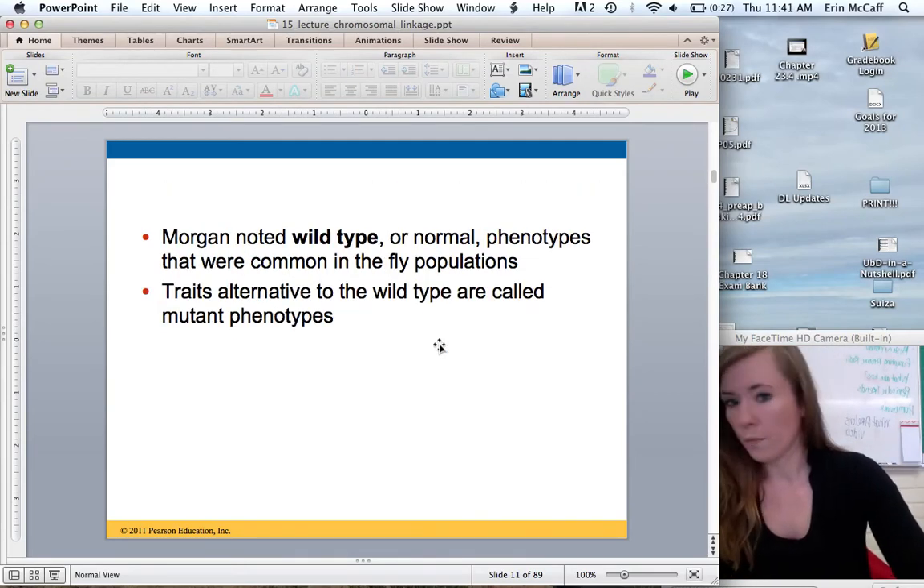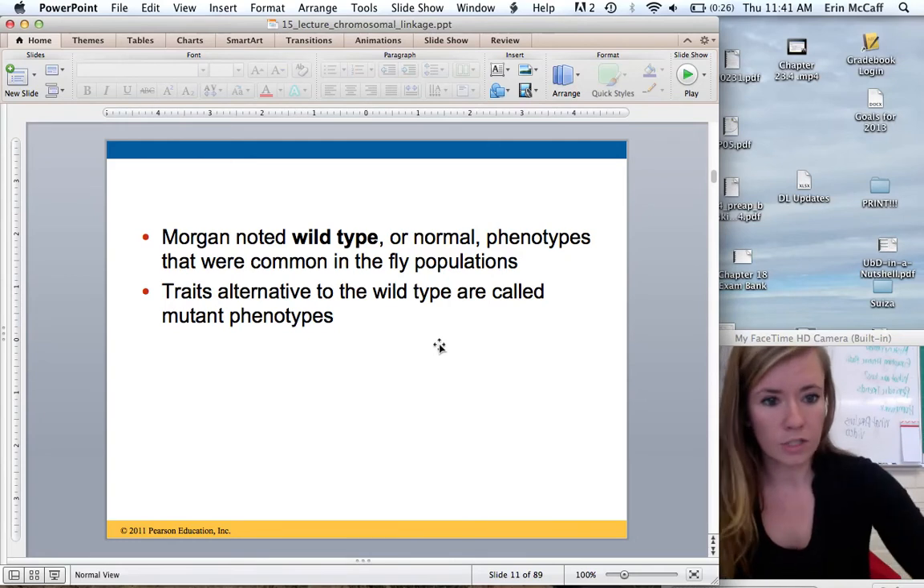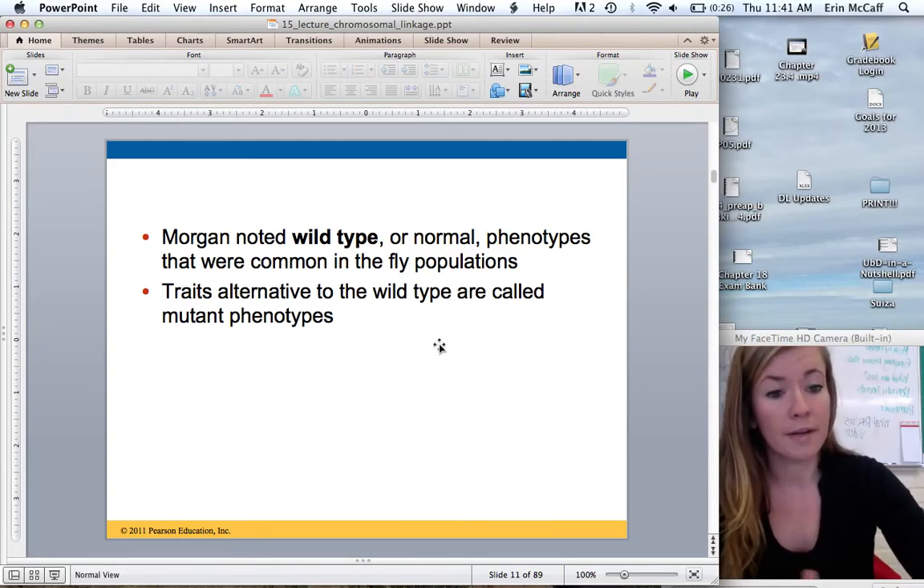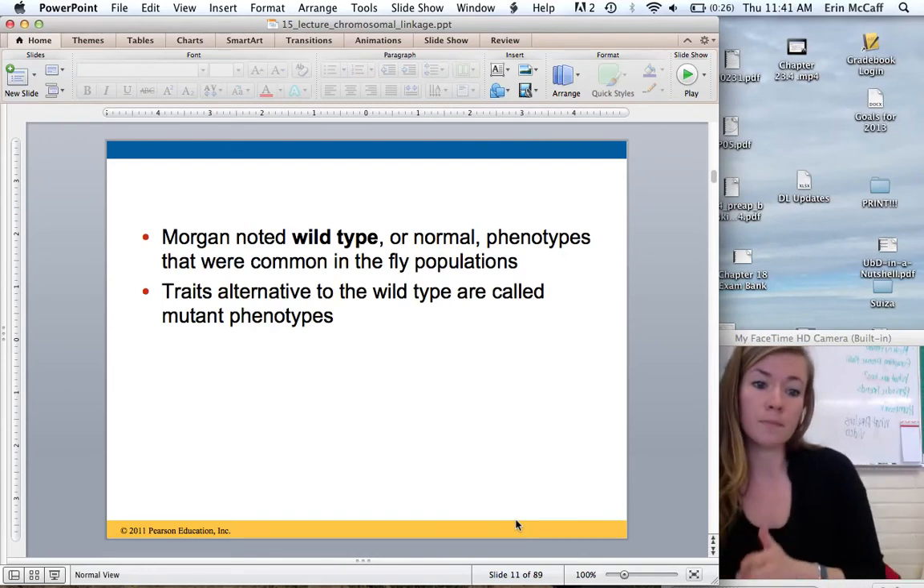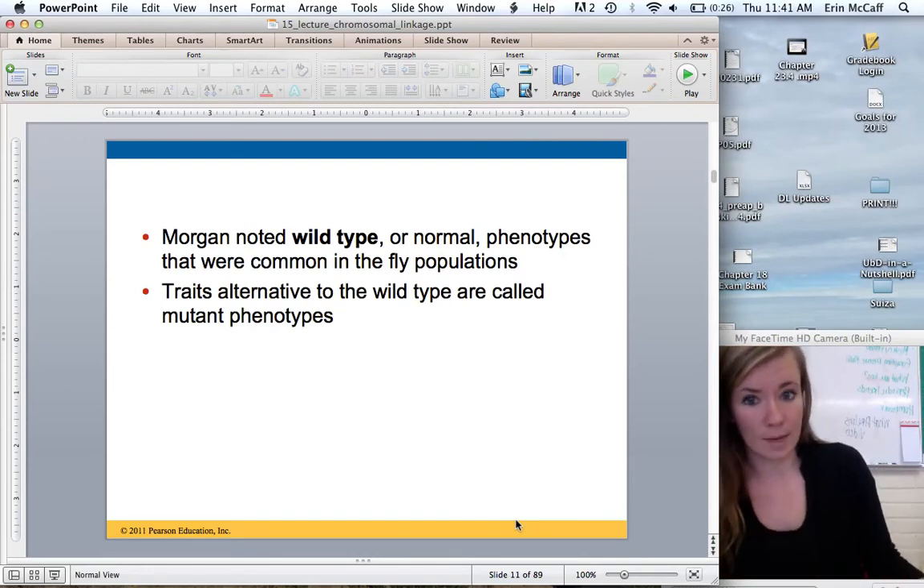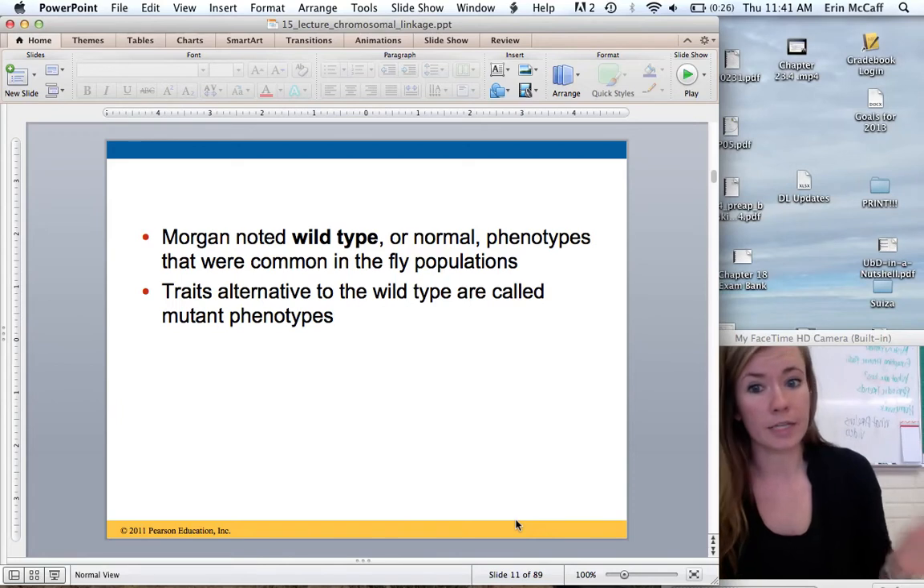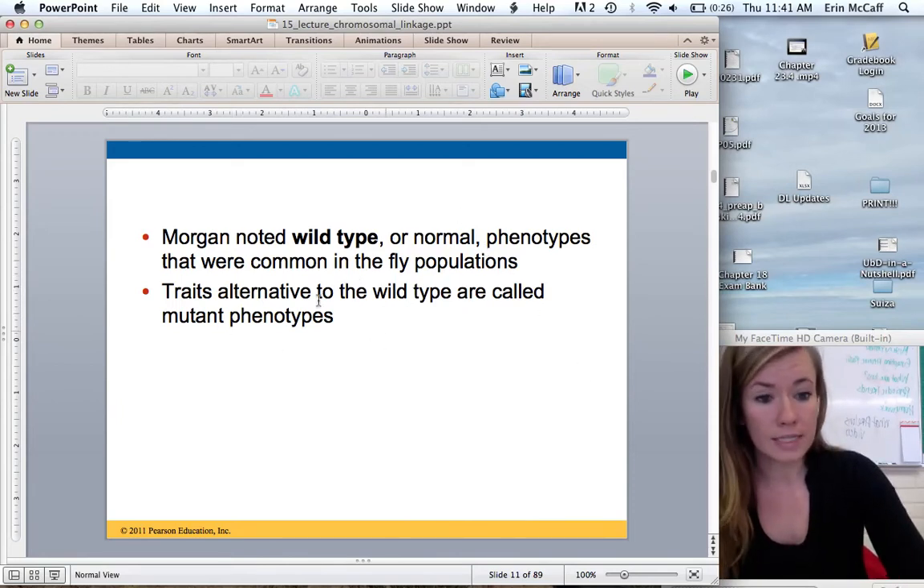And so what he did was he's watching them for years, nothing's happening, and then finally he sees one male that has white eyes instead of red eyes. So every other fruit fly for 2 years had red eyes, and then suddenly one has white eyes. And so he realizes that this must be a mutation that happened. And so he starts identifying the difference between mutants and wild type. That's what we call the normal ones, the unmutated ones. So the wild type had red eyes, the mutant had white eyes.